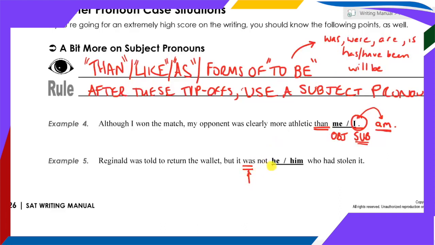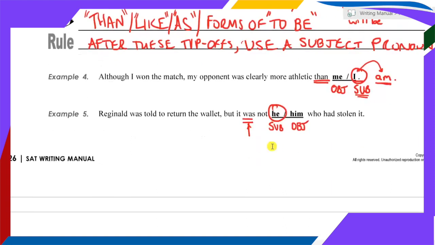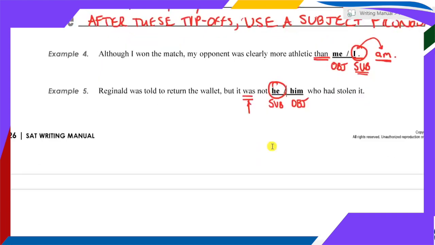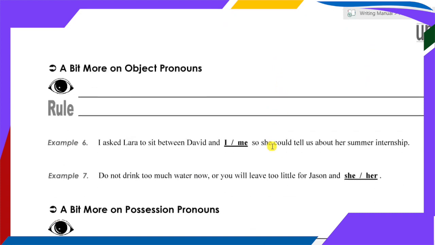Remember what the rule said. We have to use a subject pronoun after a form of to be. He is the subject pronoun. Him is the object pronoun. We have to use he here. It was not he who had stolen it. Might sound weird to some of your ears, but indeed the he is the necessary case here.